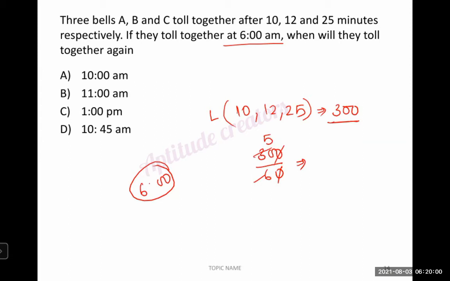That is 6 plus 5, which gives 11. They toll together at 6, and after 5 hours they will toll together again. That is 6 plus 5 equals 11 a.m. Answer is option B.